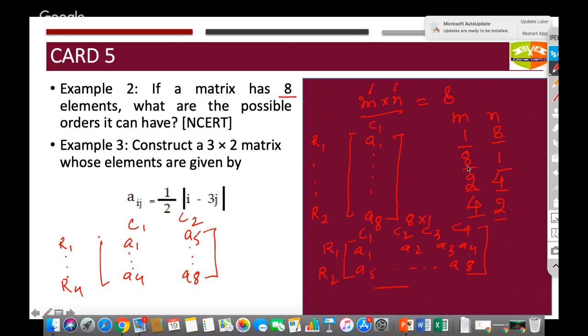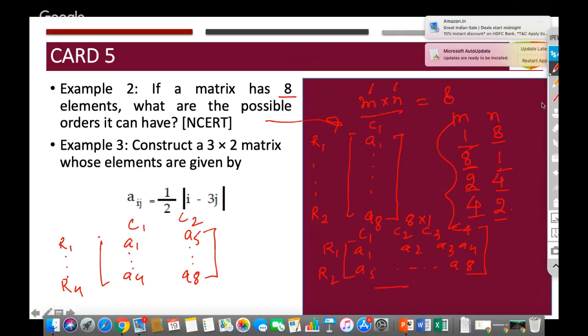I can have only four possibilities like this. I cannot have more than these four possibilities. Why? Because if I need only integers, multiplication of two integers is 8. These are the only four possibilities. So first, second example, the answer is 1 8, 8 1, 4 2 and 2 4. So these are the four possibilities.